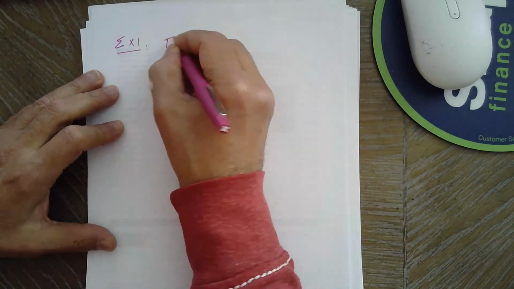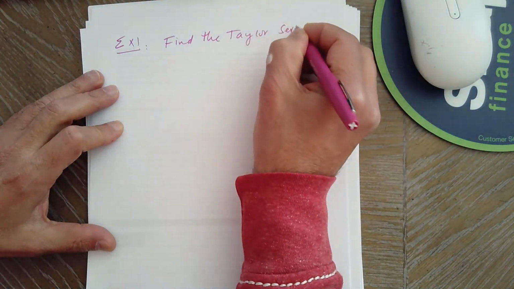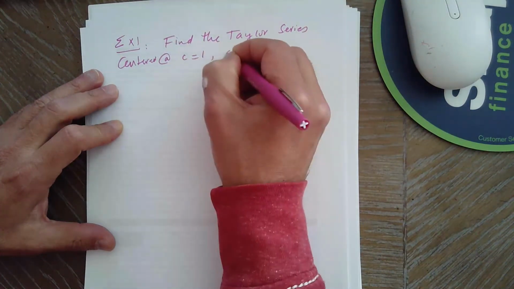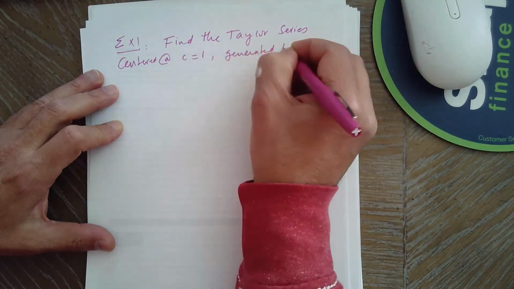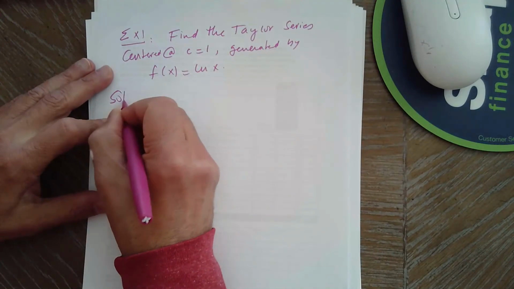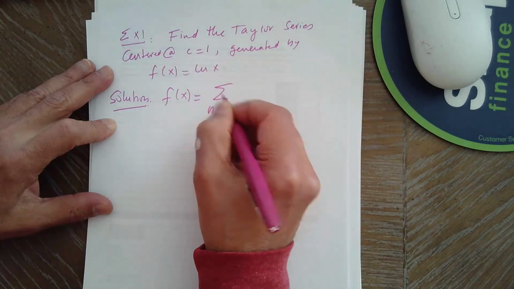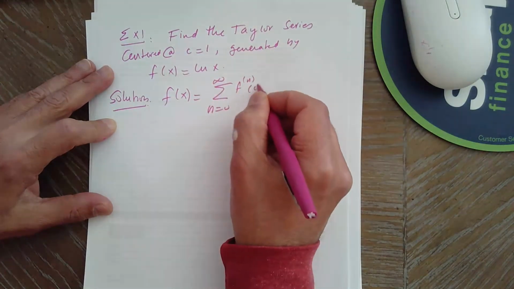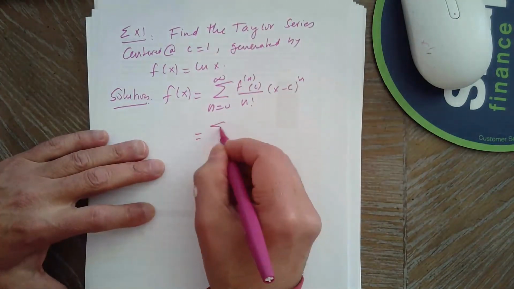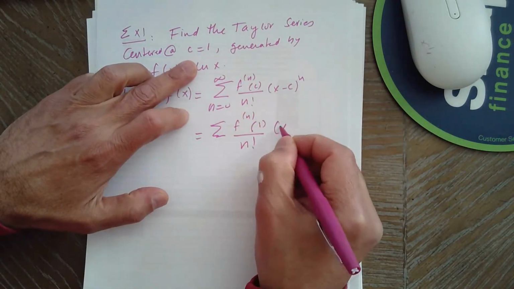Example 1. Find the Taylor series centered at c equals 1, generated by f of x equals ln of x. Okay, so Taylor series, in case you forgot, f of x has to equal the sum from n equals 0 to infinity of f^(n) at c over n factorial times (x minus c) to the n. So in our case, it's going to be f^(n) at 1 over n factorial times (x minus 1) to the n.